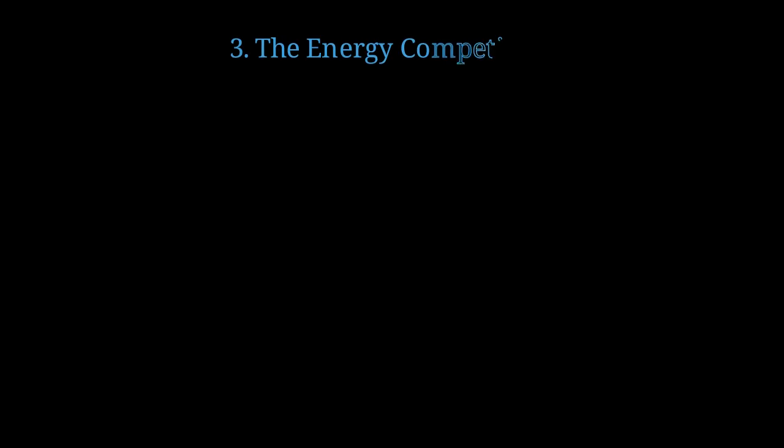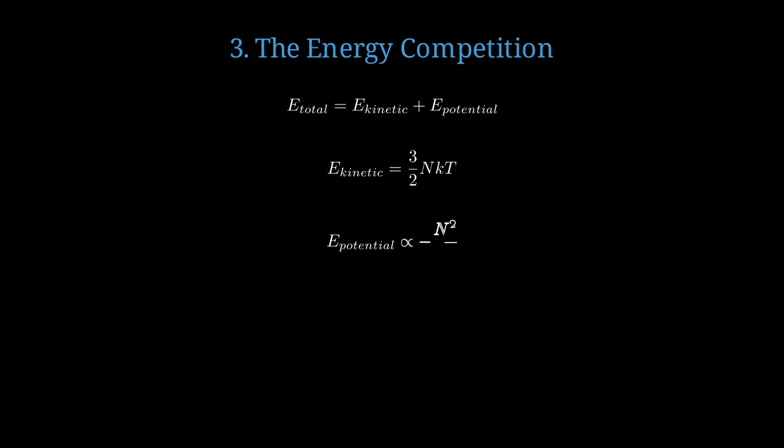The negative heat capacity arises from a competition between kinetic and potential energy. The total energy is the sum of kinetic energy, which is related to temperature, and potential energy, which comes from molecular interactions. The kinetic energy is 3/2 nkT, where n is the number of molecules, k is Boltzmann's constant, and T is temperature. The potential energy is proportional to minus n squared over V. The negative sign indicates attractive interactions between molecules.